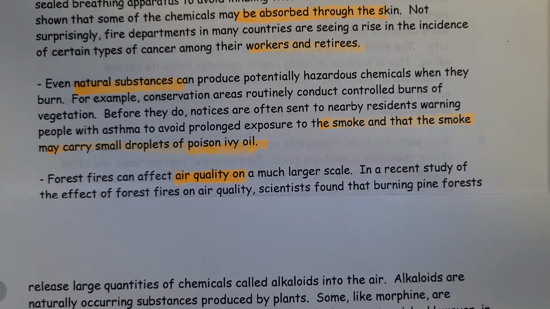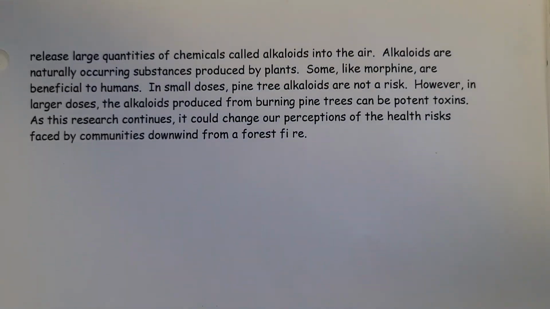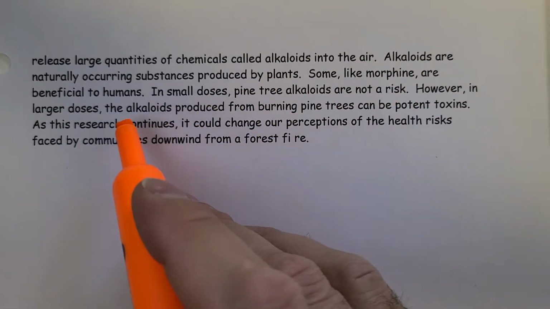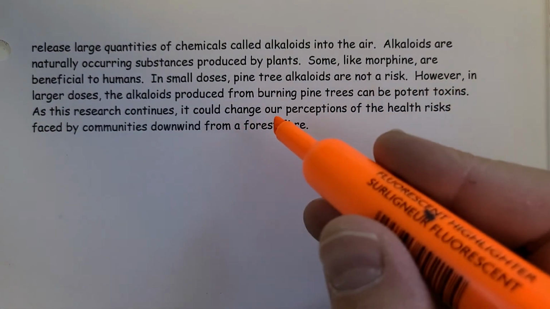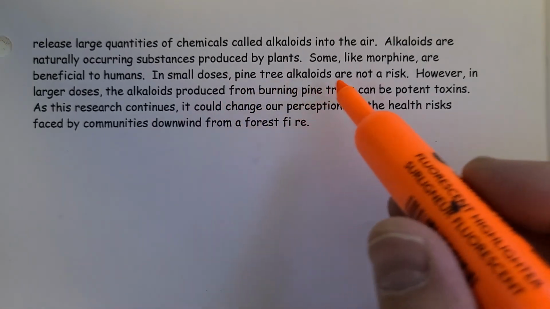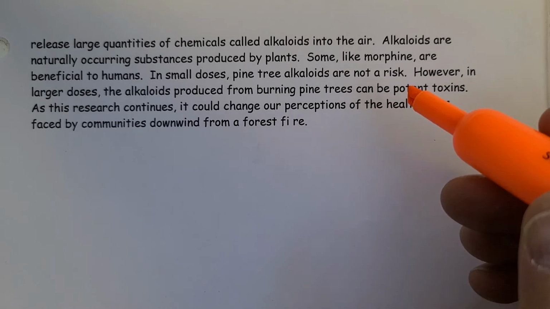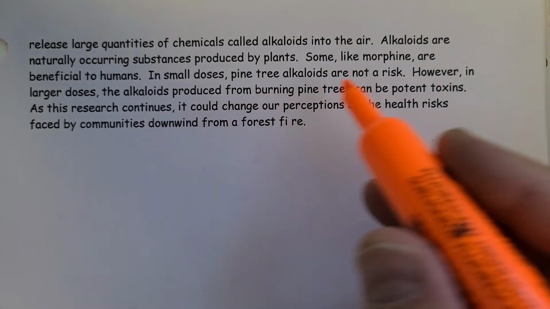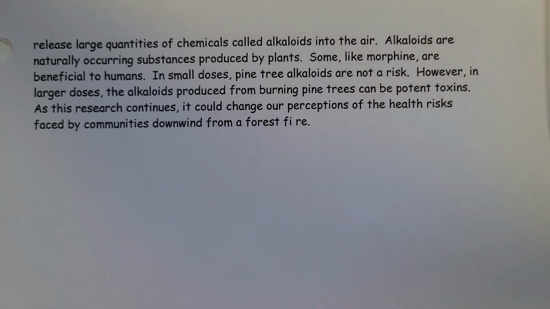And scientists found that burning pine forest releases large quantities of chemicals called alkaloids into the air. Alkaloids are naturally occurring substances produced by plants. Some, like morphine, are beneficial to humans. In small doses, pine tree alkaloids are not a risk. However, in larger doses, they can be. As this research continues, it could change our perceptions of the health risks faced by communities downwind from forest fires.